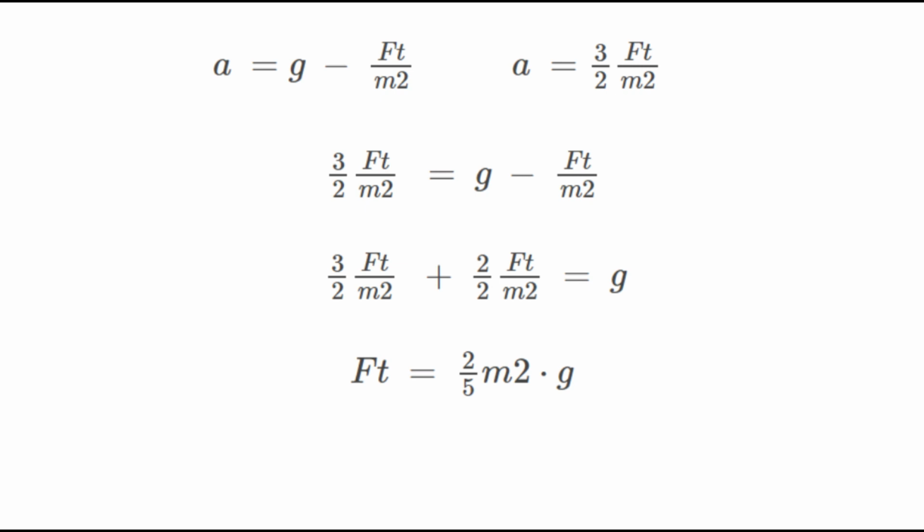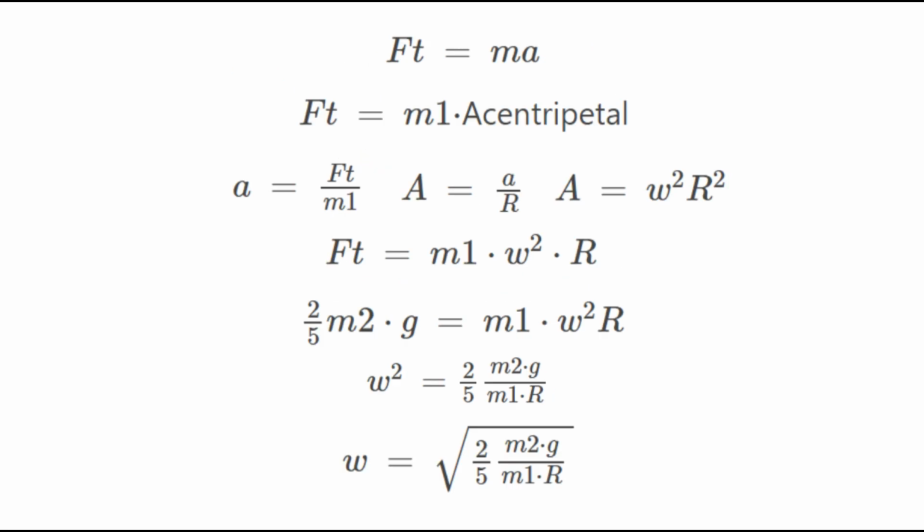Next, we take the two equations that we solved for acceleration and set them equal to each other, and solve for the tension force. We find that the tension force equals 2/5 mass 2 times gravity. We then took this value for tension force and set it equal to centripetal acceleration times the mass of box 1. We then substituted acceleration for angular acceleration and substituted angular acceleration for omega squared times radius squared. Solving for omega arrived us at our solution, the square root of 2/5 mass 2 times gravity divided by mass 1 times the radius. I will now leave it to Nathan to go over the sense making of our solution.